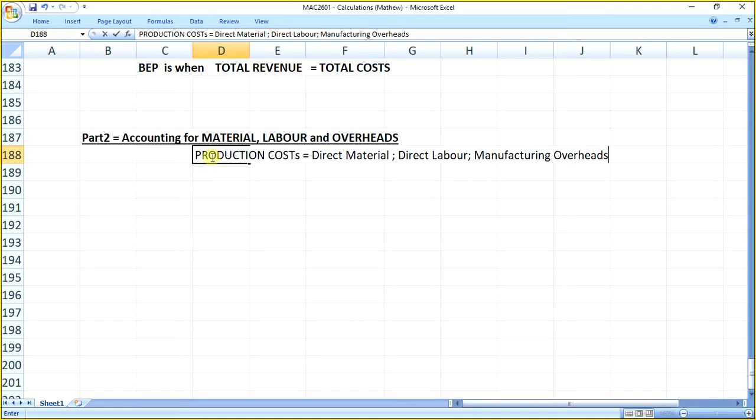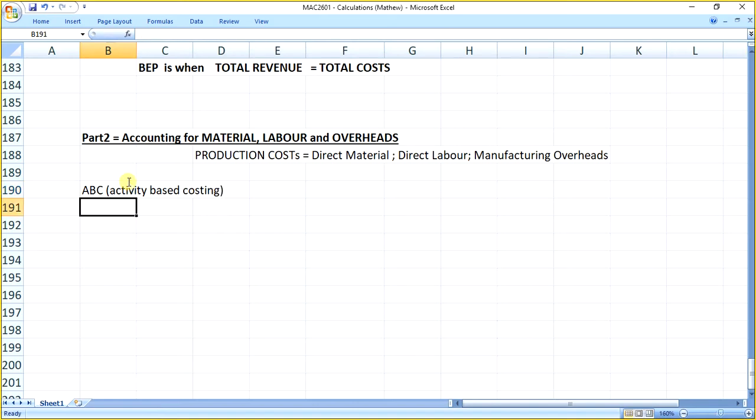If you look at the scope on page 59, you'll see part 1 was looking at the valuing of inventory. That's what we just looked at. This is part 2. Part 2 is looking at 4 things. ABC, which is activity-based costing.